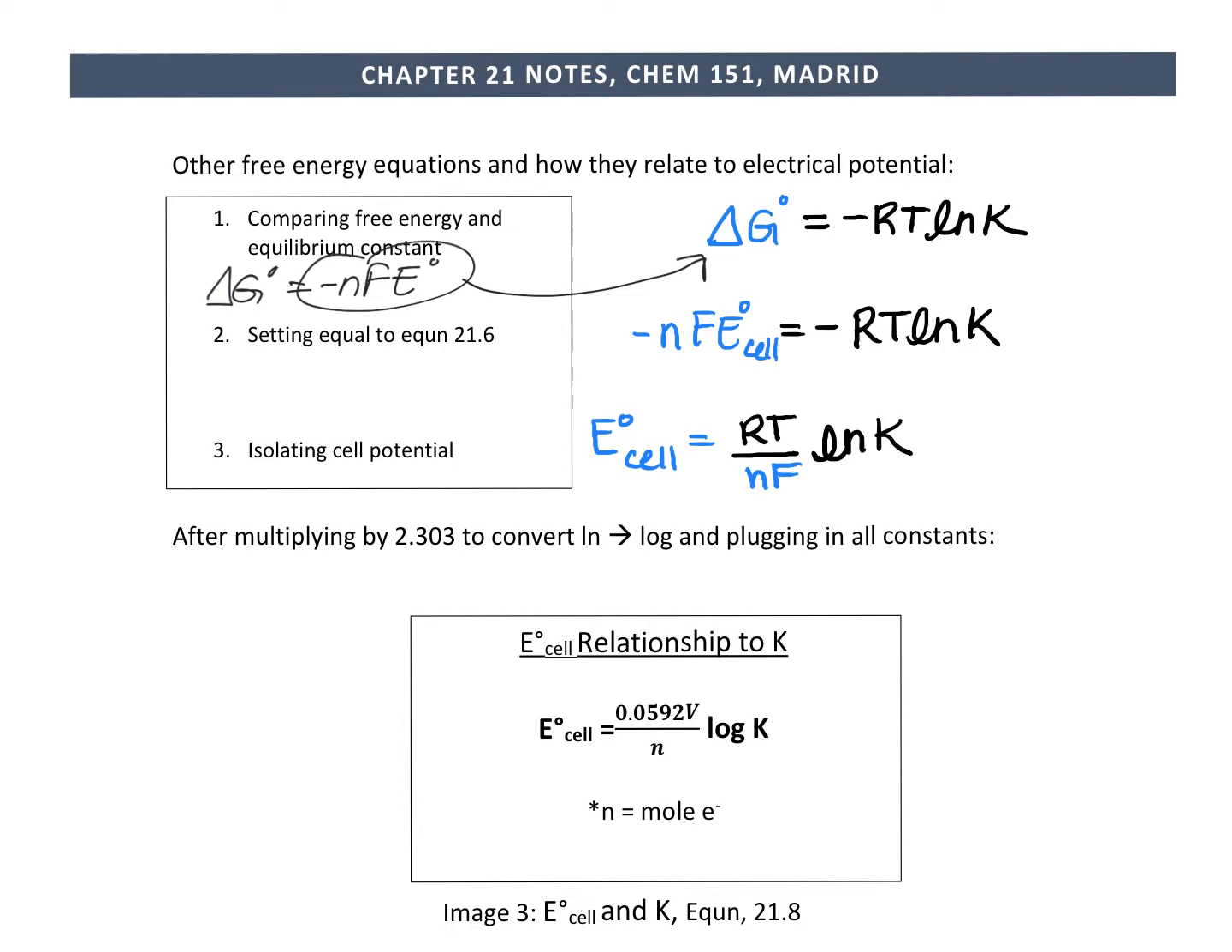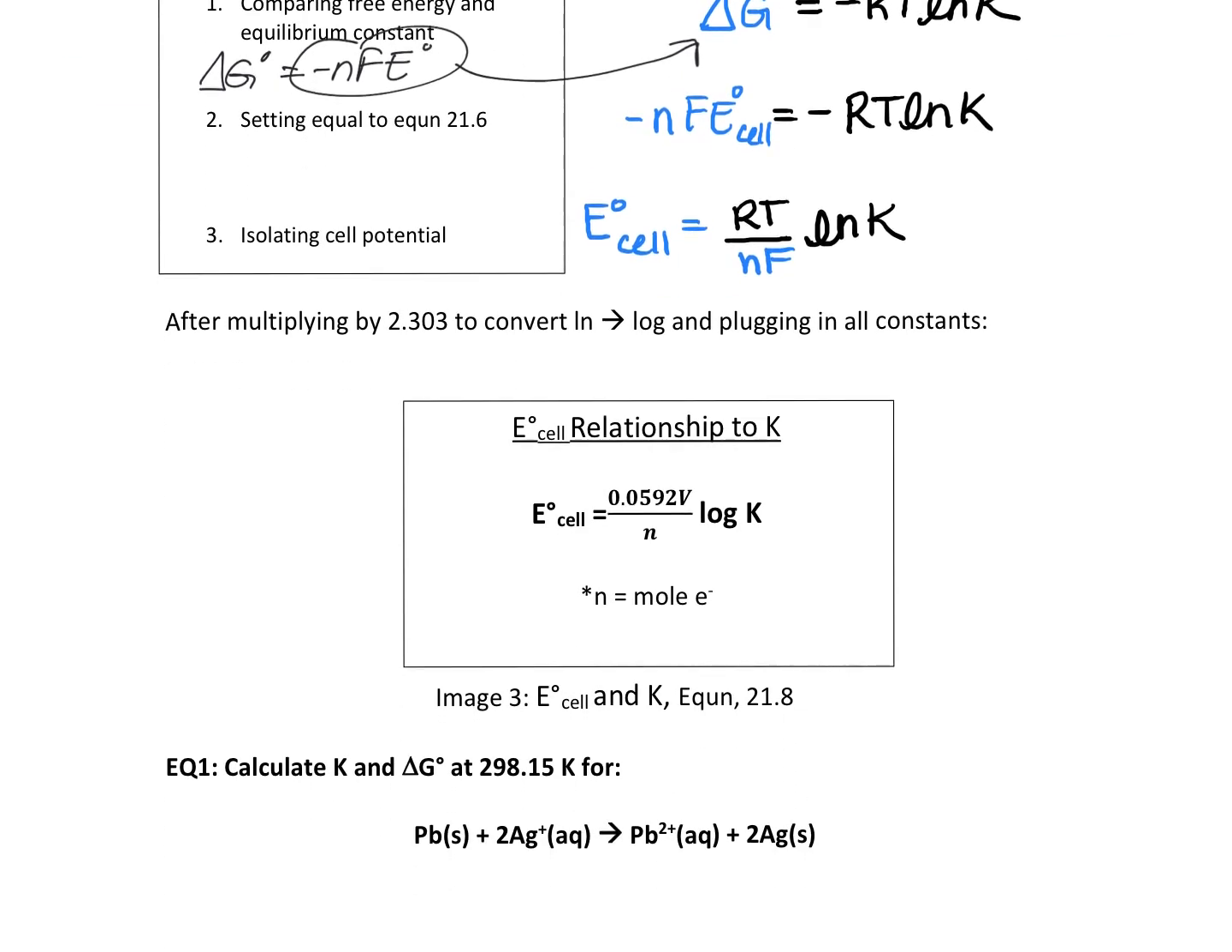And because I would like to make this even simpler than is shown above, if you multiply by 2.303, that essentially converts your natural log to log base 10. And then I can plug in all these constants. So R is a constant, right? F is a constant. And if everything is at 298 K, then I can plug in temperature as a constant.